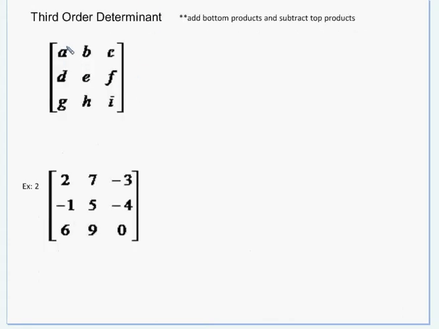Now for our third order determinant, meaning we have a 3 by 3, it's a little bit different here. What we need to do is take the first two columns and throw them out on the side here. So we're going to take our A, D, and G. Then we're going to take B, E, and H. The reason we do this is because we're going to create these diagonals.